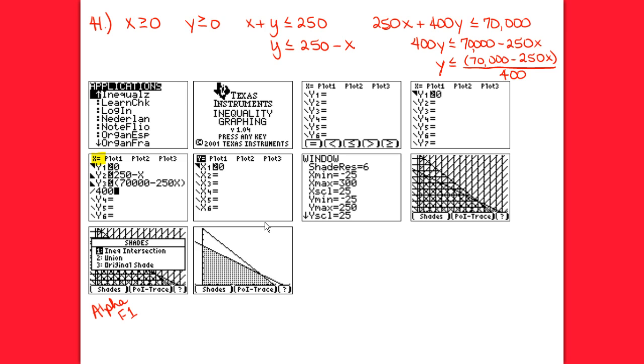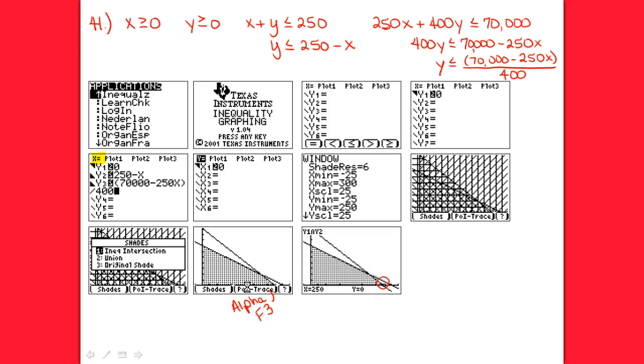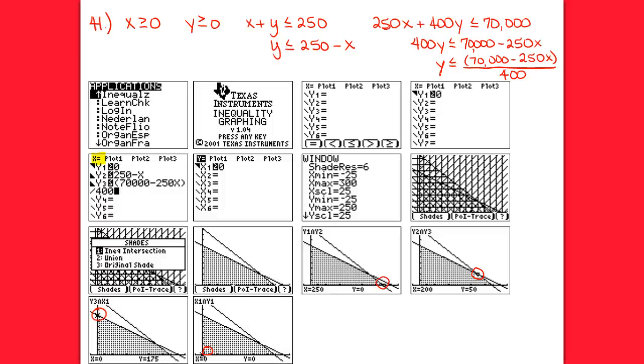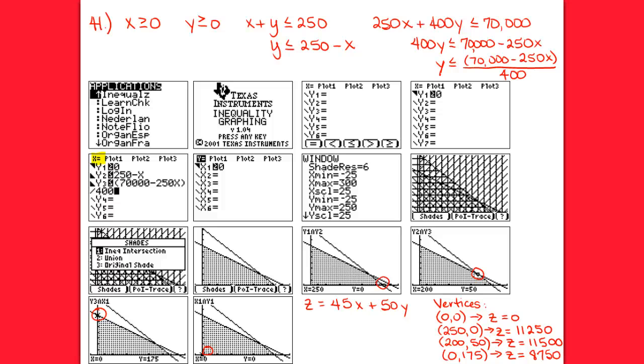Then we were able to see it redraw where all that it left me with was the bounded region of feasible solutions. So then we chose point of intersection trace, which was alpha F3. We just had to be a little bit patient here. We went to the left to get all of the options that we could, and then we went up and went to the left and got more options, and then up and to the left again until we went all the way around and got our calculator to give us all of those vertices. Be careful though, because remember, it does also give me other points of intersection that are not vertices.